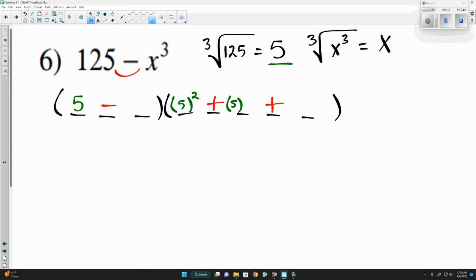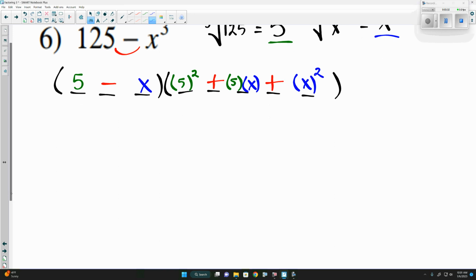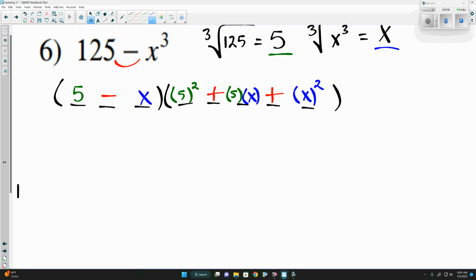Now this time our second term is x. So here we have x. With 5 squared, we'd have x to the 0, which would simplify to 1, so we don't have to write it in. The middle term will have x to the first, and the last one will have x squared. At this point here, we can simplify it.